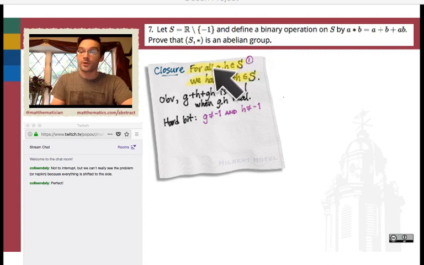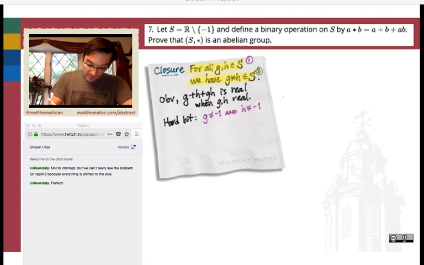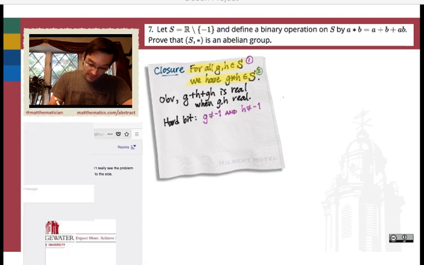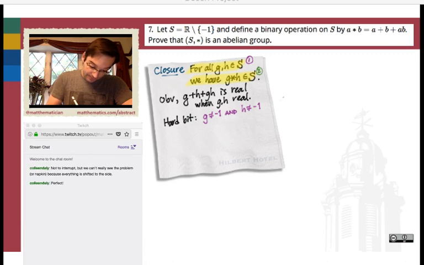That the universe is going to pick for me a G and an H in my set, and all I know about that G and H is that they belong to S. Therefore, they are real numbers, but are not equal to -1. And then what we have to deduce is that G star H belongs to S as an implication of this. So we have to show that that first piece, G is not -1 and H is not -1, needs to imply that G star H, which by definition is the sum of G and H added to the product of G and H, is not equal to -1.